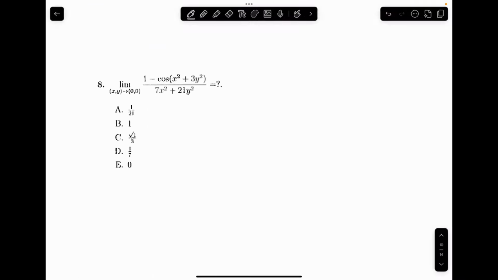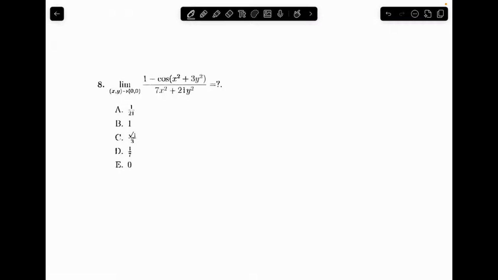Okay, question 8. Limit as (x,y) approaches (0,0) of (1 minus cosine of x squared plus 3y squared) over (7x squared plus 21y squared) equals what? Immediately when I look at these limit problems, you want to try to plug in the point (0,0). If we do that, we get 1 minus cosine 0, which is 0, all over 0. So that's 0 over 0, no good. We need to try something else.